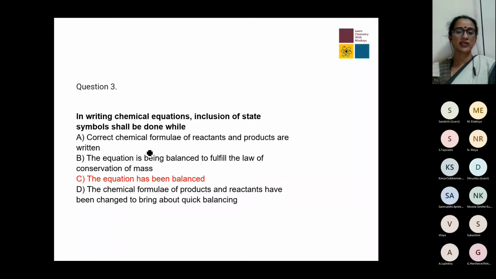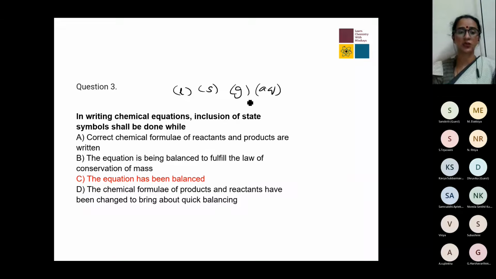Great. All right. Next one. This was a pretty straightforward one. When you are writing your equations, you need to make sure that the state symbols, meaning is it liquid, is it solid, is it gas, is it aqueous, are all included while the equation is being balanced. That is the key thing.